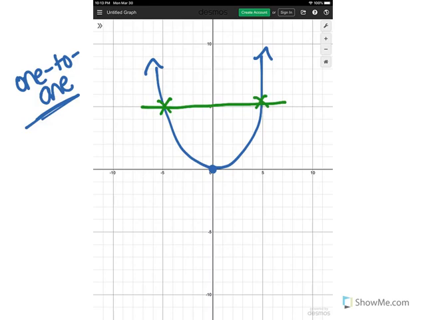And if you see, that horizontal line hits your picture in 2 places. So if it hits in 2 places, then it is not 1 to 1. So that means that the parabola doesn't have an inverse. And I kind of said that earlier, but I want to reiterate this is the reason why. It does not pass that 1 to 1 test.